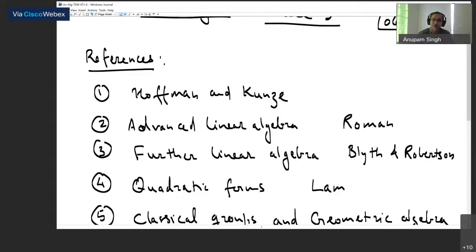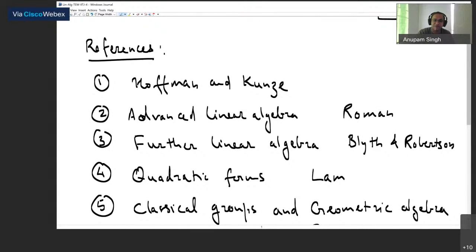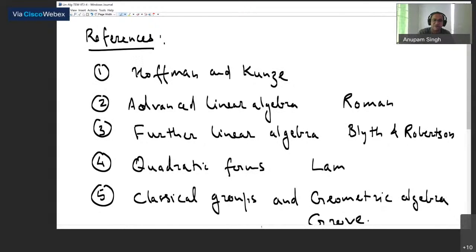And you can also look at a somewhat easier book than Roman's book. This is Further Linear Algebra by Blyth and Robertson. It exactly covers the kind of material we have done in these last 3-4 days, and it's quite nicely and well written, and quite accessible even to undergrad students. So I certainly recommend this book number 3, which is basically part 2 of the book Linear Algebra, and it's called Further Linear Algebra.